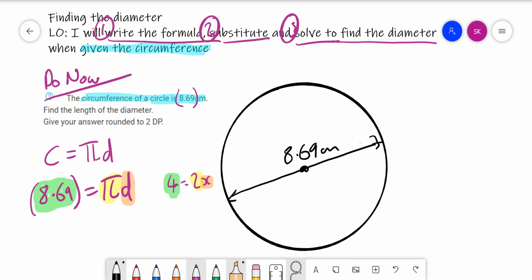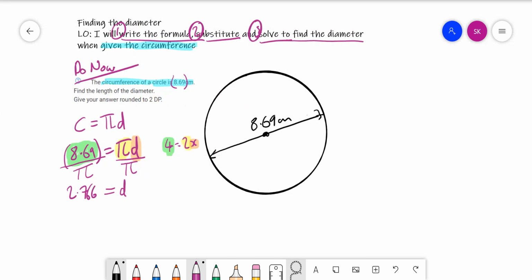So all that I do to eliminate the thing that I don't want so that I can find the diameter is I eliminate the times pi by dividing by pi. Do it to one side, do it to the other to keep the balance. And so I type into my calculator 8.69 divided by pi. And my answer is 2.766. Zoom out a little bit. Isn't that nicer? And I'm rounding my answer to 2 decimal places, which means it's 2.77 centimeters to 2 decimal places.